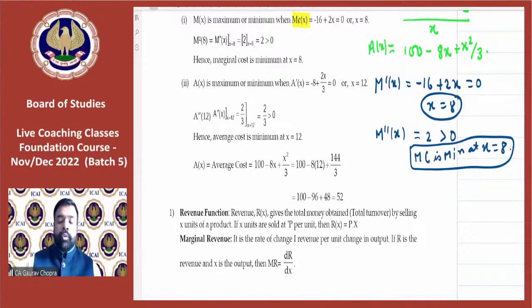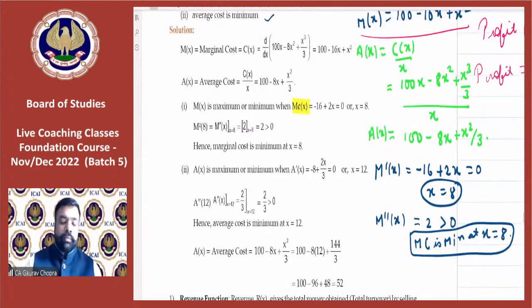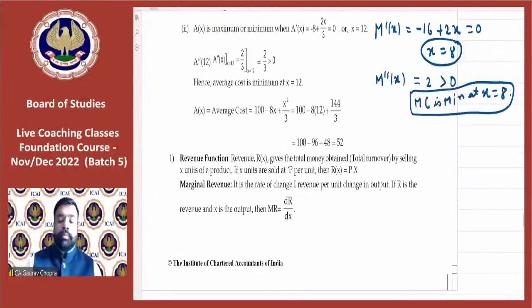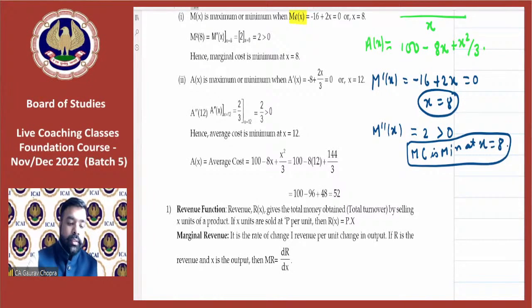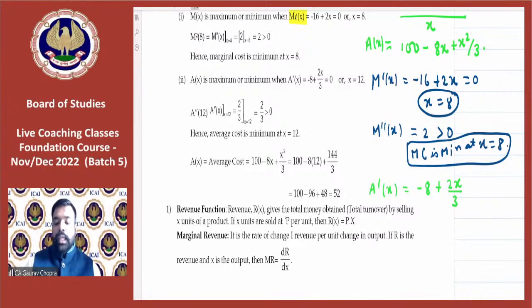And secondly, we have to calculate average cost. Where average cost is minimum. So here also we can calculate A dash x first. A dash x is minus 8 plus 2x upon 3. This is A dash x. Now from this we can equate with 0 and calculate the result. So x is equal to 12.